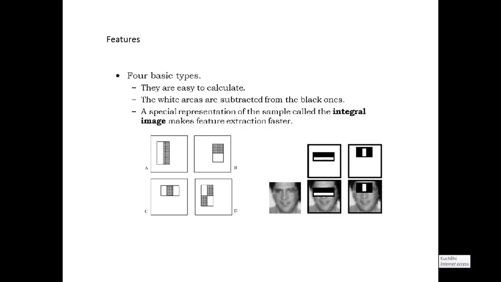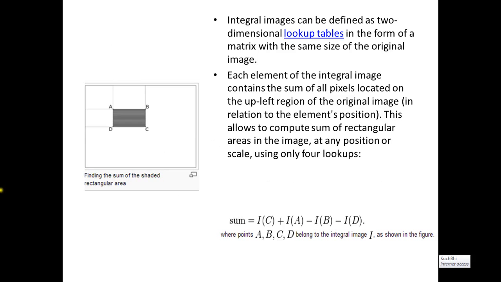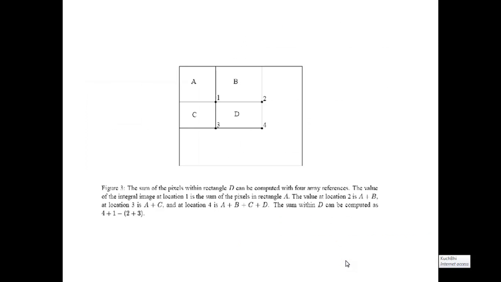A special representation of the image sample called the integral image makes feature extraction faster. Let's see what this integral image is all about. It can be defined as a two-dimensional lookup table in the form of a matrix with the same size as the original image. Each element of the integral image contains the sum of all pixels located in the upper left region of the original image, and this allows us to compute the sum of rectangular areas in the image at any position or scale using only 4 lookups. As you can see in the figure, we have A, B, C, D, and we calculate the sum as C plus A minus B minus D. They belong to the integral image I.